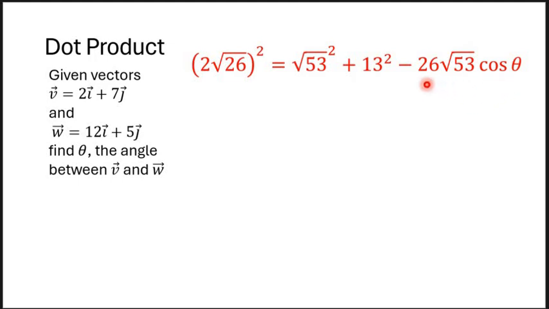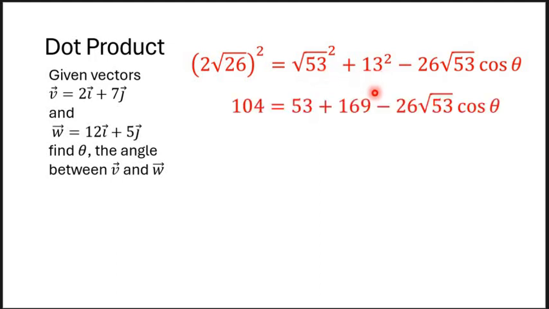So to solve it for theta, I square the square root of 104, which is this. I square the square root of 53 and I square 13. And I get 104, 53, and 169 respectively. I can combine these two, they're like terms. 53 plus 169 is 222. Now to solve for the cosine of theta, I can subtract 222 from both sides of the equal sign.